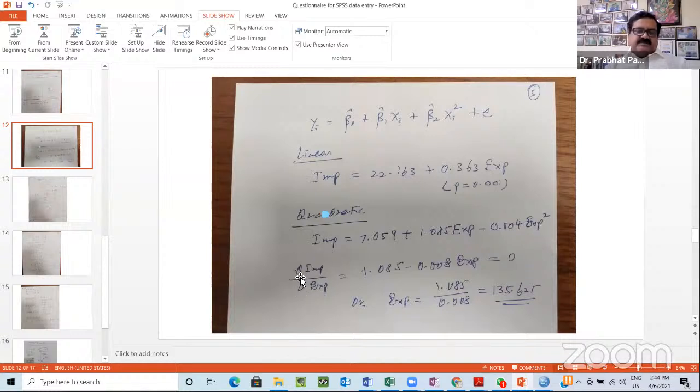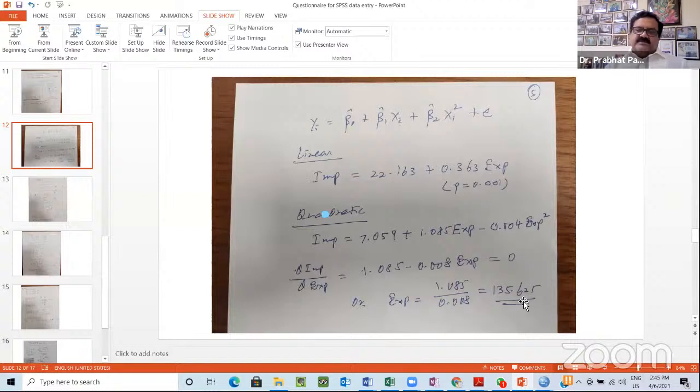And if you use the derivative here, DIMP divided by DEXP, so you're finding dy by dx, the change in impression with respect to expenditure. One who knows calculus will understand this. So the constant turns out to be 0, and 1.085 minus 0.008 expenditure after we do the derivation. So the first derivative is equal to 0. We make it equal to 0 for maximization or minimization conditions. And here we get the expenditure equal to 135 by calculations.